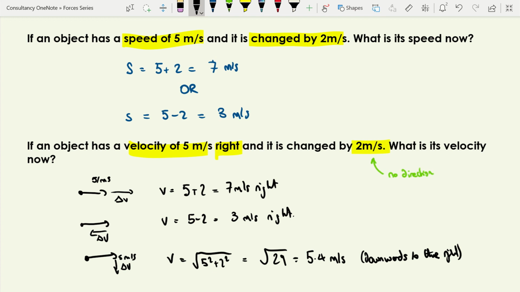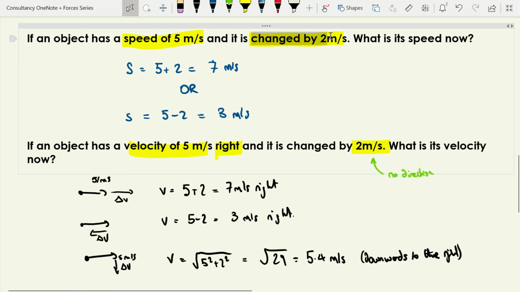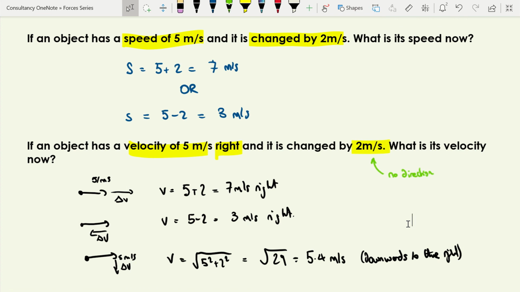We could also have it at any other angle. So we can't actually specify what the velocity is afterwards because we don't know the direction of the change. And depending on what that direction of the change is, that will change what the final velocity is. Whereas here, with speed, it didn't matter what the direction of the change was. We knew it could either be increasing or decreasing the speed, but that's it. Whereas here we actually have, in theory, an infinite number of velocities we can produce at the end because the change could be in an infinite number of different directions.